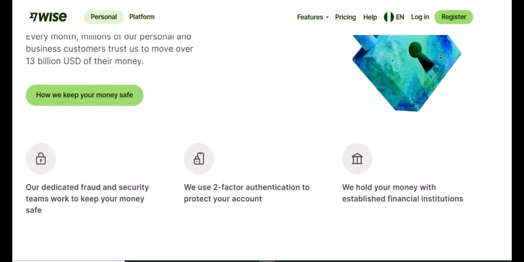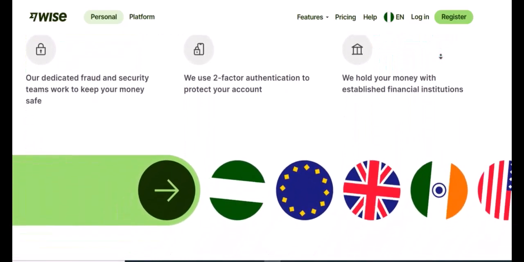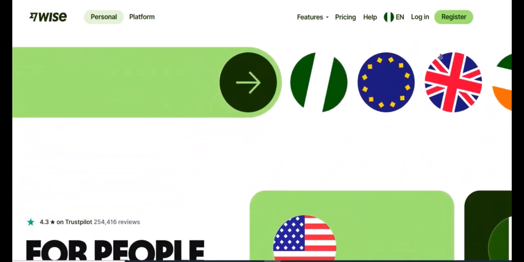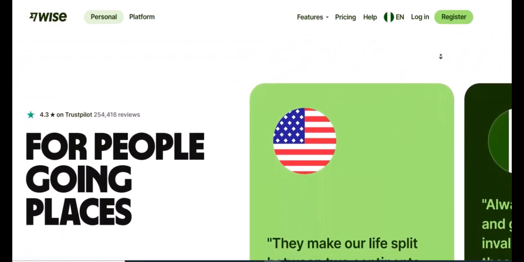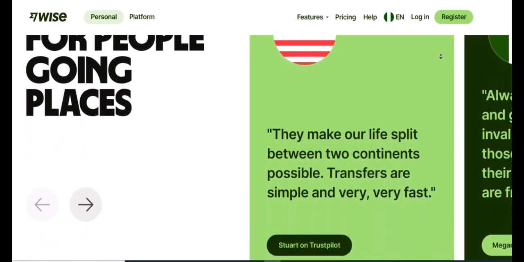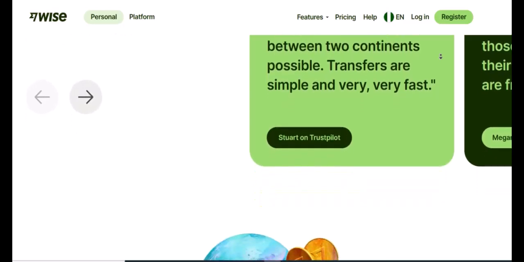Fund your Wise transfer. You can typically pay for the transfer from your Wise multi-currency balance, or by linking your external bank account or using a debit or credit card, though card payments may incur higher fees. Confirm and send. Review all details before confirming the payment. Wise will process the transfer, and the money will arrive in the biller's bank account.